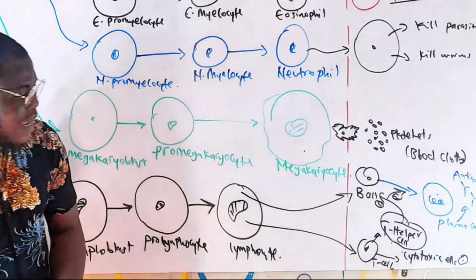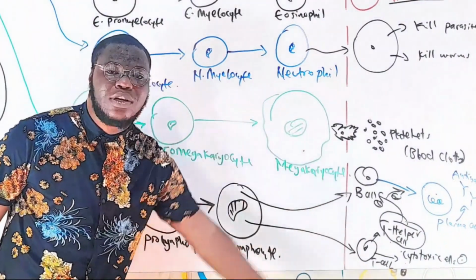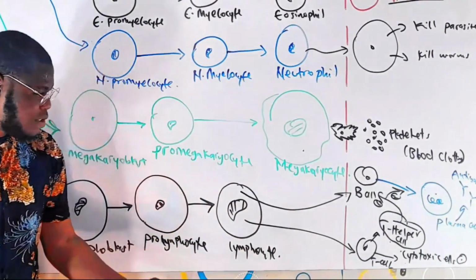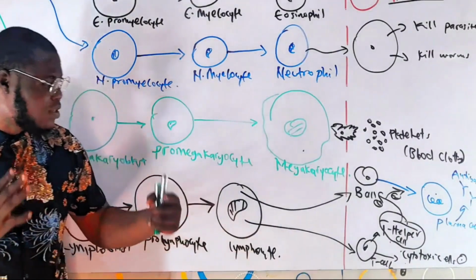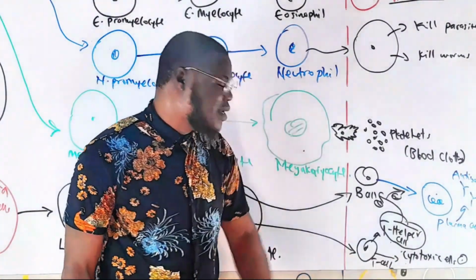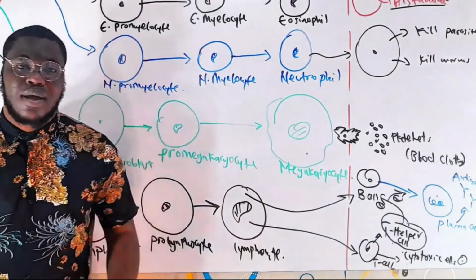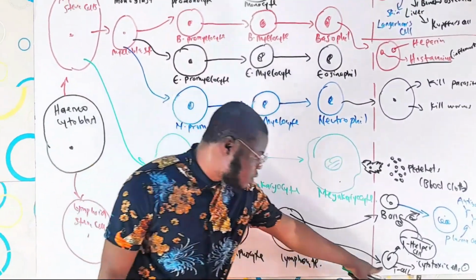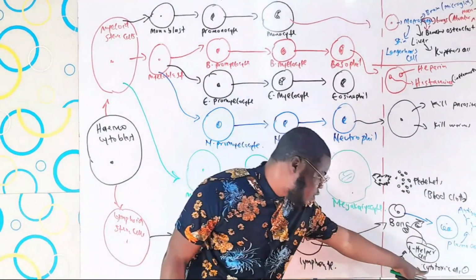So the T helper cell helps the B cells to become the plasma cells. Which means that the reason the B cell is turning into a plasma cell is that it is being aided by the T helper cell. Now, if that be the case, what is the function of the cytotoxic T cell?